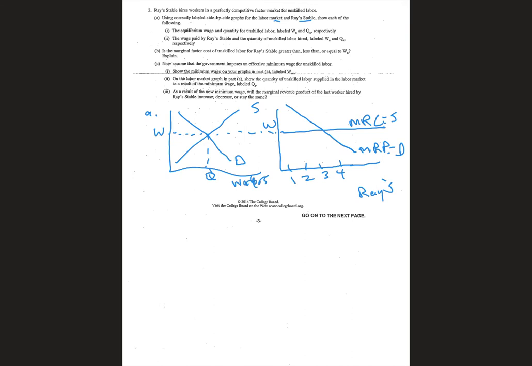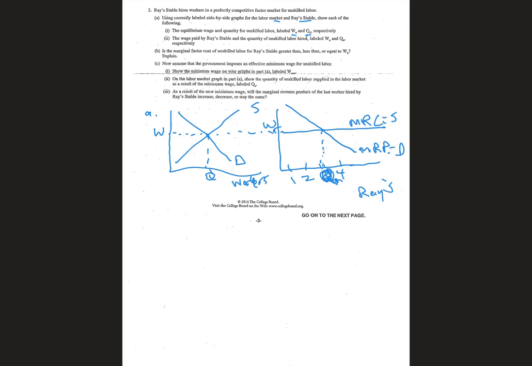So the question asks me to make sure that I'm labeling W, and do look at their convention. If they say we'll use QM or QS or whatever it is, use their conventions. And then for Raise Stable, I have to also do this. This is going to be the Q where MRC equals MRP. Instead of 3 workers, you would be labeling this. This is the quantity of workers that would be hired, because where MRC equals MRP tells me our quantity.